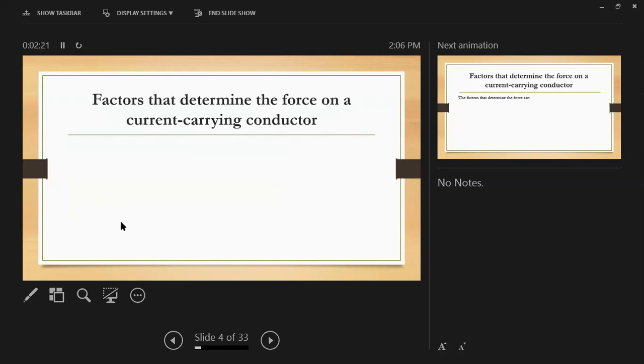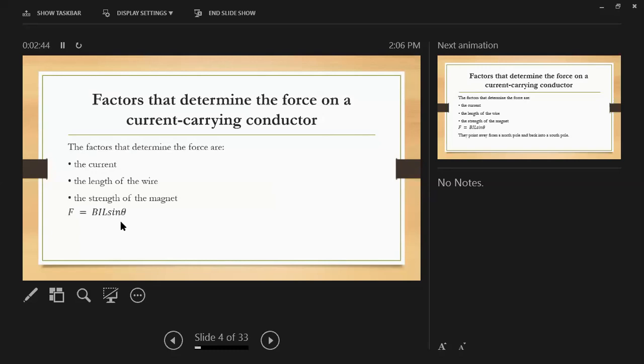Next, we have factors determining the force on a current carrying conductor. This could be a wire. There are three factors affecting the force here: the first one is the current, the second one is the length of the wire, and the third one is the strength of the magnet.